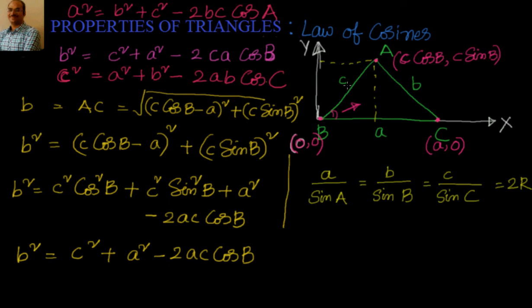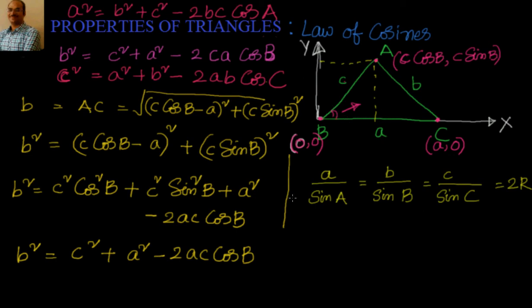Suppose you know CA and included angle B, you can find out B. Or you know all the three sides, you can substitute in that and you can find out cos A, cos B, cos C. So, it's useful whenever you know two sides of a triangle and the included angle between them. That means you know AB and you know angle C, or you know BC and you know angle A, or you know CA and angle B. That's when this will be useful.